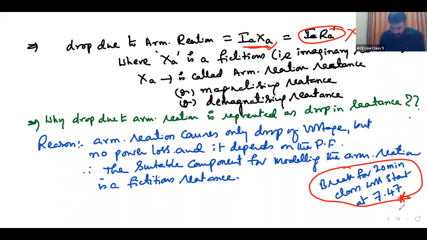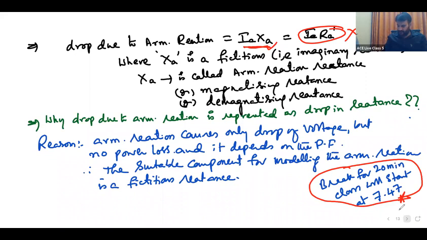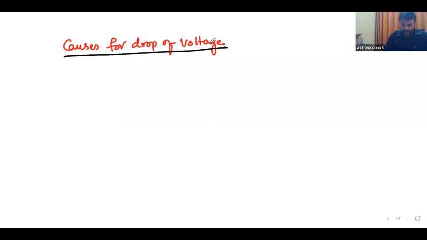Okay. This is about armature reaction. Now, let us move to the next topic, that is, causes for drop of voltage.